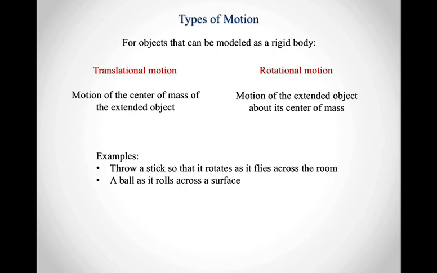So again, as we start thinking about extended objects, we'll be able to include both translational motion and rotational motion. All of these are the basic types of motions that we're going to be looking at over the next couple of months of the semester. So we'll keep coming back to these and adding on more and more of these as we go.